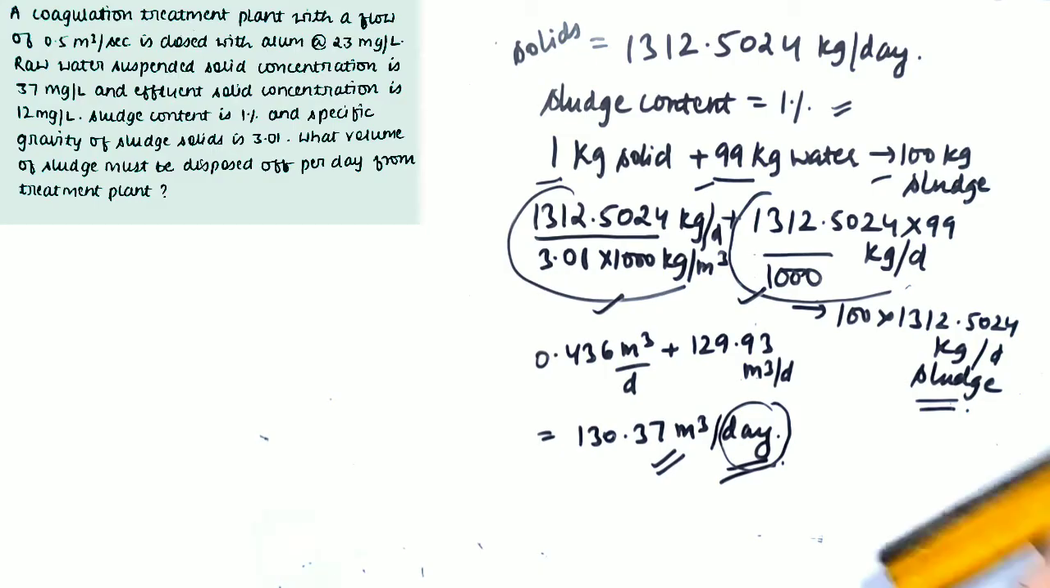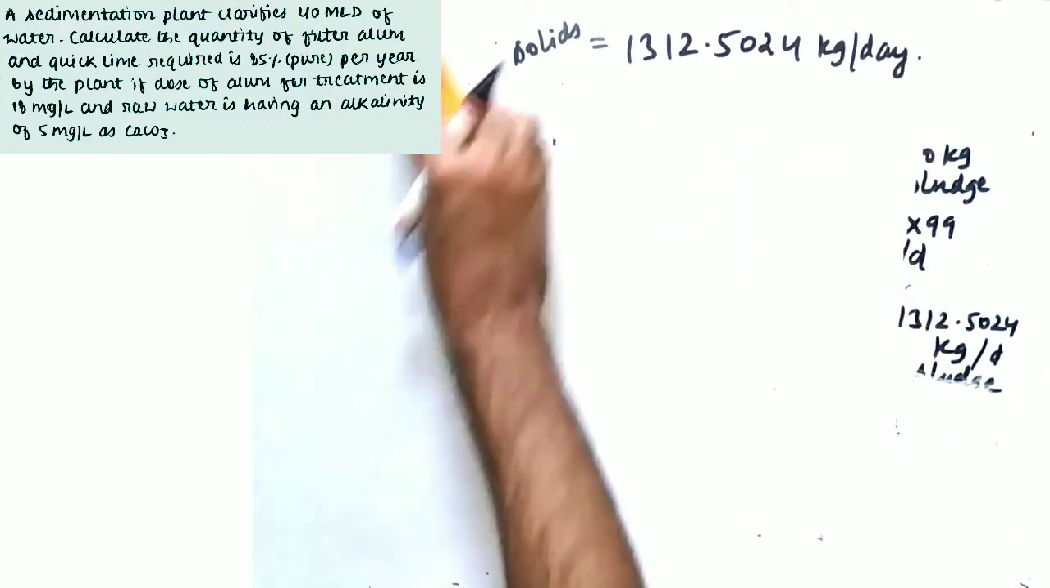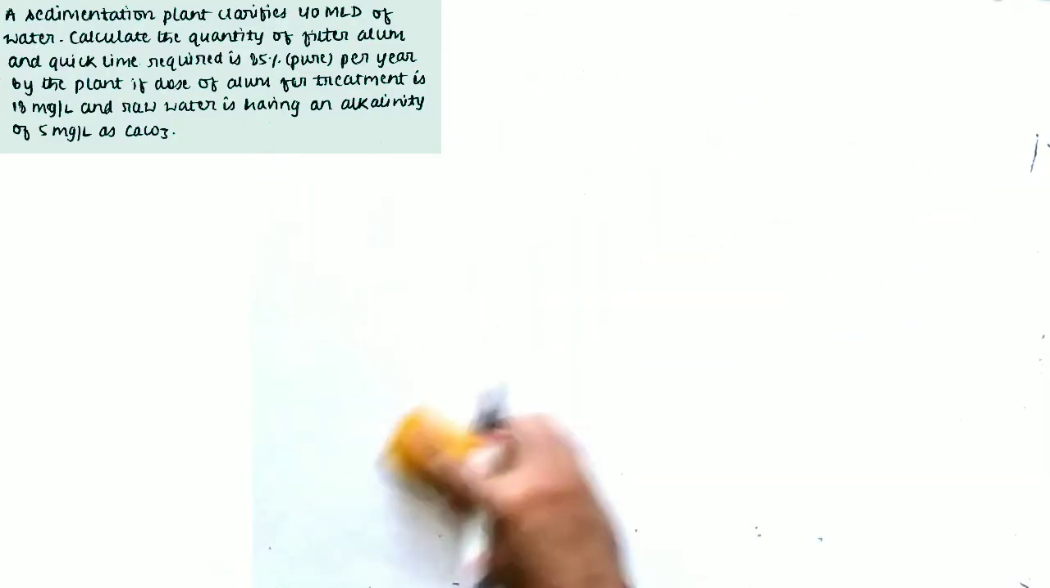Now moving on to the next question for the coagulation. The question says that a sedimentation plant clarifies 40 MLD of water. Calculate the quantity of filter alum and quicklime required per year by the plant if the lime is 85% pure, the dose of alum for treatment is 18 mg per liter, and the raw water has an alkalinity of 5 mg per liter as CaCO3.